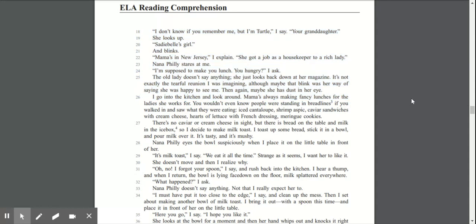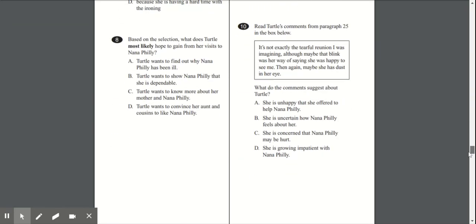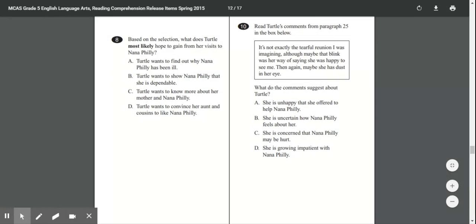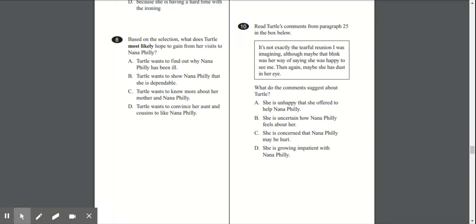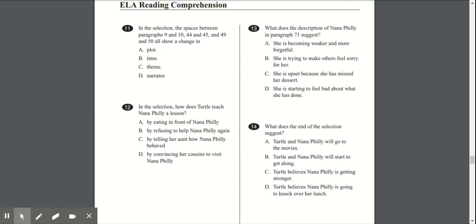So it's like, why not give me a better reaction and show that you actually want me here, or give me some type of conversation? She wasn't getting that. So this leads to answer choice B. She is uncertain how Nana Philly feels about her. I mean, of course, she doesn't know how she feels about her because there's no communication, there's no emotion.